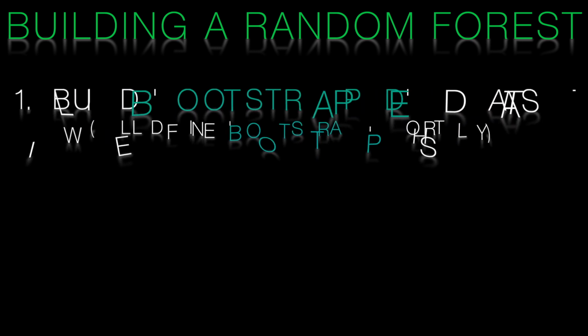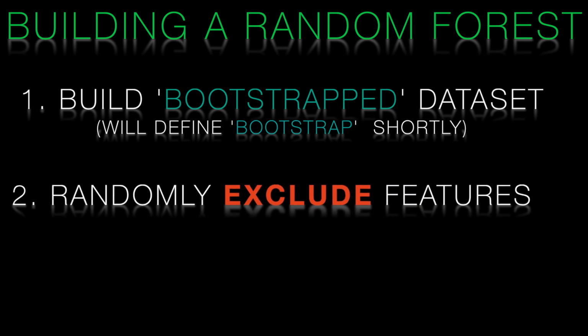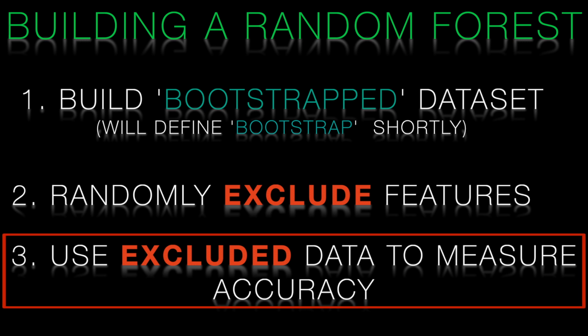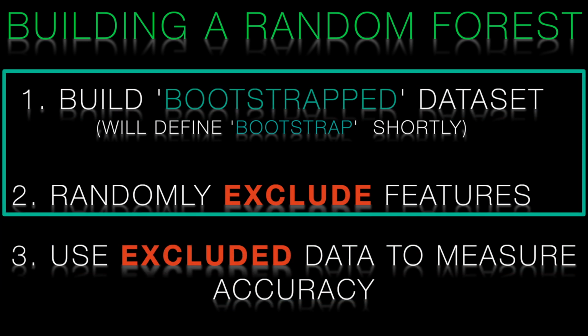Building a random forest follows a simple set of steps. I'm going to introduce the term bootstrap here and explain what this means in a couple of minutes. Stay tuned. 1. Create a bootstrapped dataset. 2. Randomly exclude some of the features in this bootstrap dataset and build a bespoke decision tree from this smaller sample. 3. Use sample data excluded from our bootstrap step to determine the accuracy of this tree. Now we're going to talk about this third step in the next video and focus on the first two steps here. So, what do we mean by bootstrapping in this context?